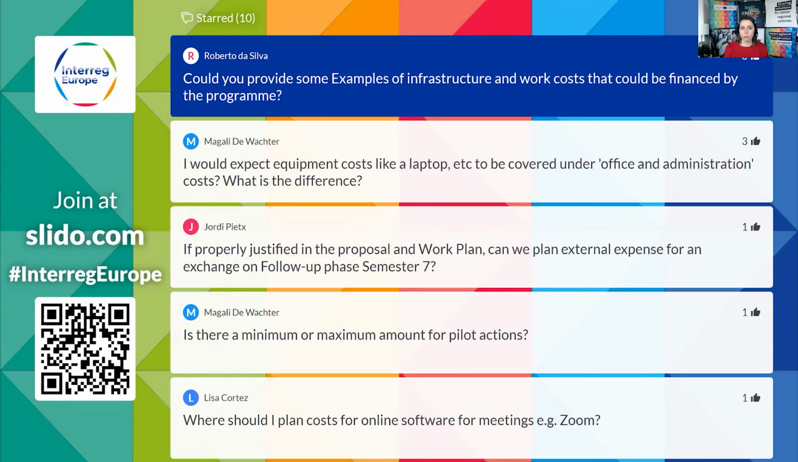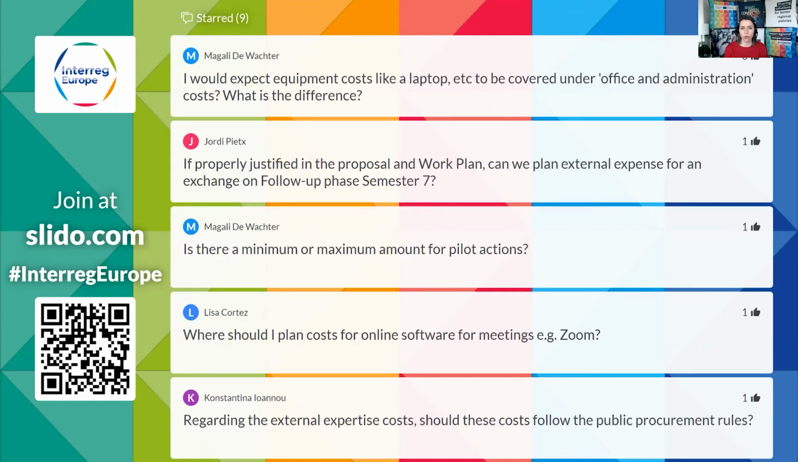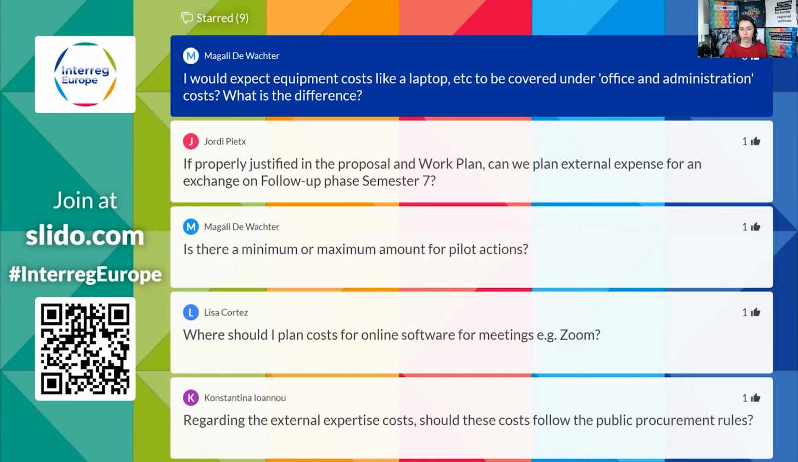Ilaria, Magali has a question for you. I would expect equipment costs like a laptop, etc., to be covered under office and administration costs. What is the difference? Well, actually, a laptop is an office equipment. It's true that it's used in the office, so we could think it's covered by office and administration, but no, it's really an equipment item.